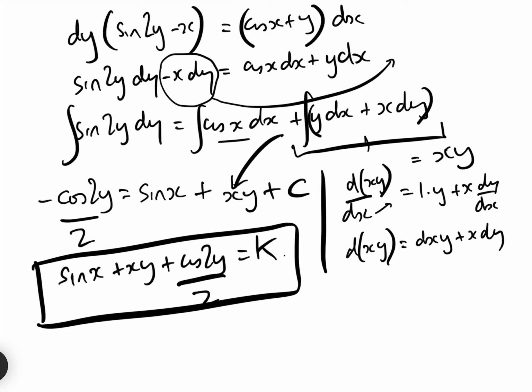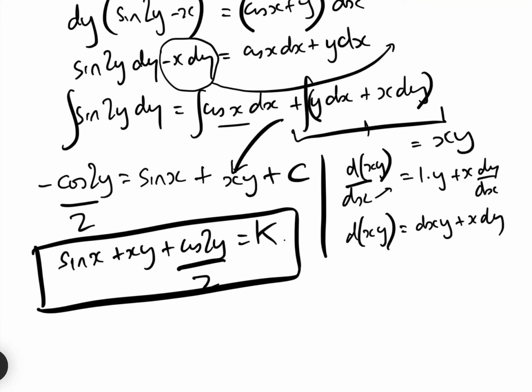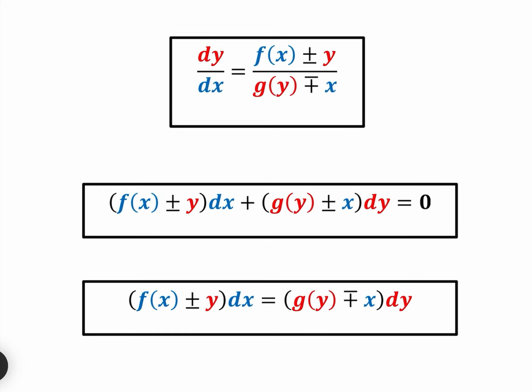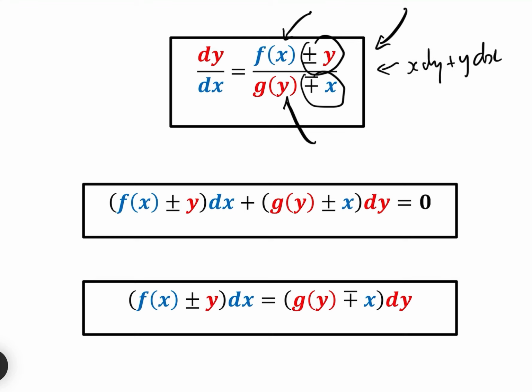What type of differential equations can we use this trick on? Because it's very powerful. Okay, so let's have a look. Well, these are basically the 3 forms where you can be looking, and the trick is that if it's in this form here, dy dx equals f of x, and f of x can be anything, and g of y can be anything. If it's plus y, then it has to be minus x, and if it's minus y, it has to be plus x. And when we expand all of that out, we will end up with x dy add y dx, which we know that we can integrate as xy.